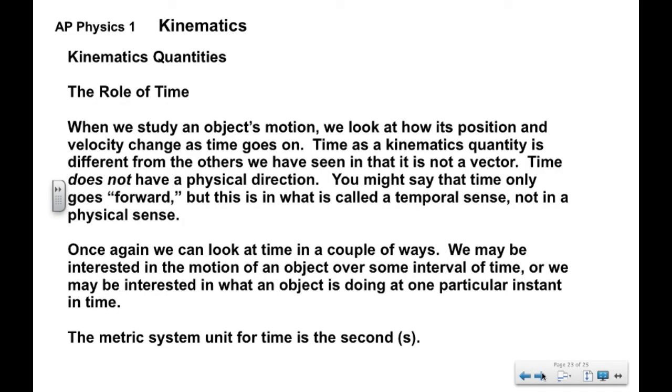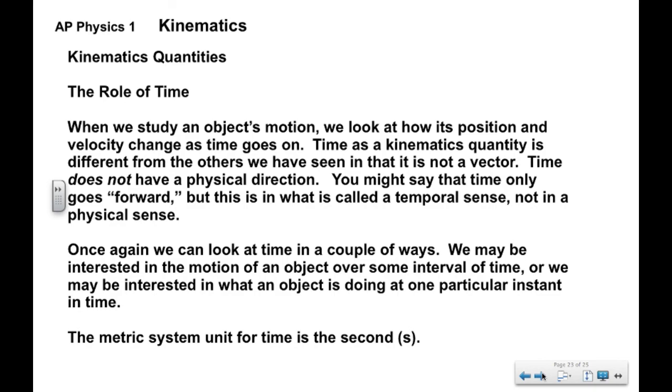Now, when we study an object's motion, very often we look at how its position and velocity change as time goes on. Time as a kinematics quantity is different from the others we've seen in that it's not a vector, because time does not have a physical direction. You might say that it only goes one way, it only goes forward, but it only goes forward in what's called a temporal sense, not in a physical sense. You can't point in the direction that time moves. So again, time is not a vector. It doesn't have a physical direction.